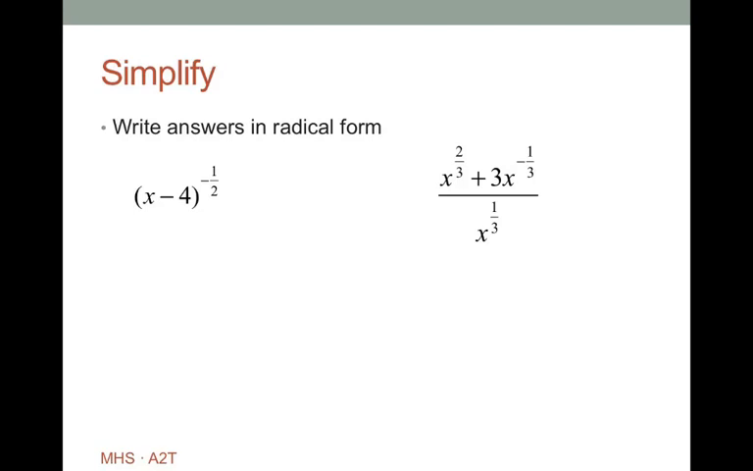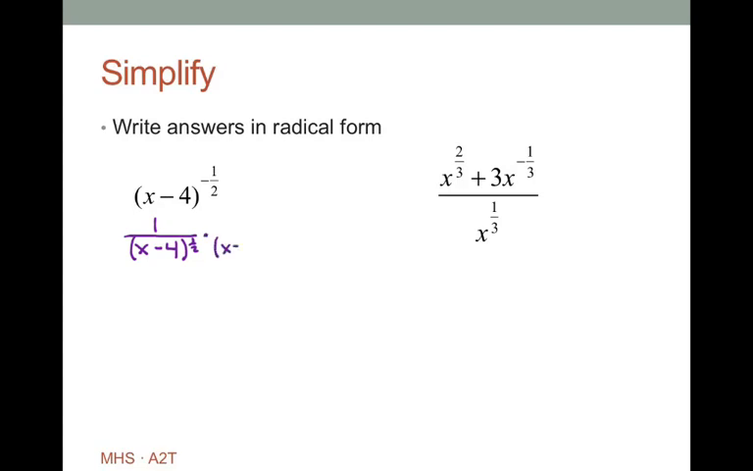All right, x minus 4 to the negative 1/2 power. Now it gets a little messier. We can't have a negative fractional exponent, so we're going to write it as 1 over x minus 4 to the 1/2 power. But we can't have a radical in the denominator, so we need to figure out what we can multiply by in order to get that radical out of the denominator.